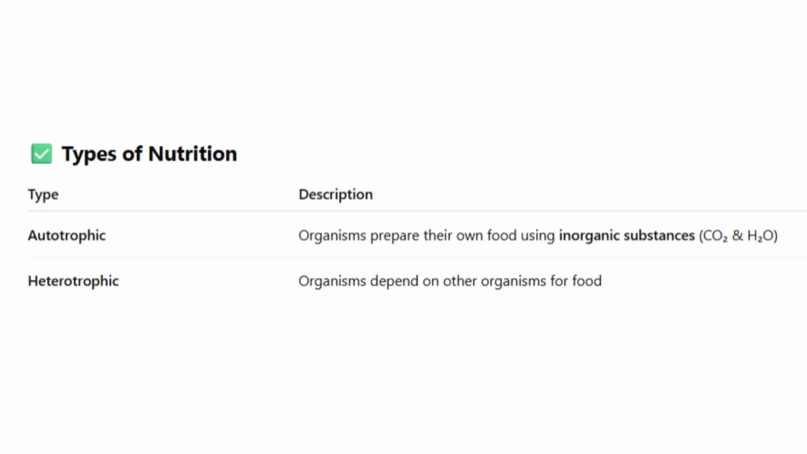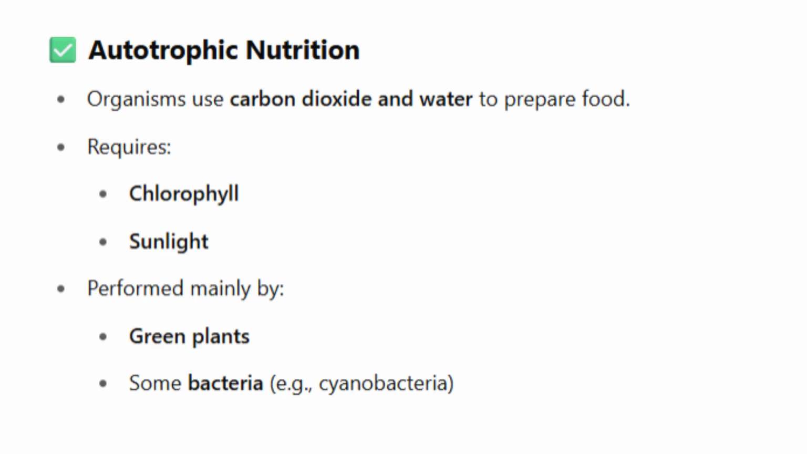Types of nutrition. Autotrophic organisms prepare their own food using inorganic substances, CO2 and H2O. Heterotrophic organisms depend on other organisms for food. Autotrophic nutrition: organisms use carbon dioxide and water to prepare food. Requires chlorophyll and sunlight, performed mainly by green plants and some bacteria, e.g., cyanobacteria.